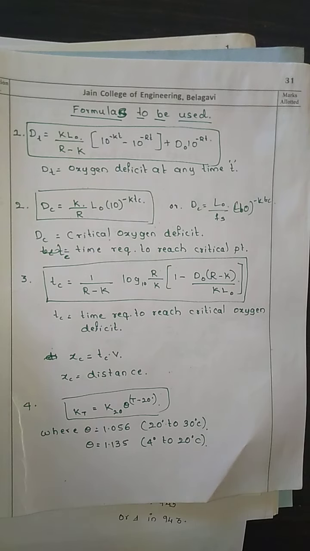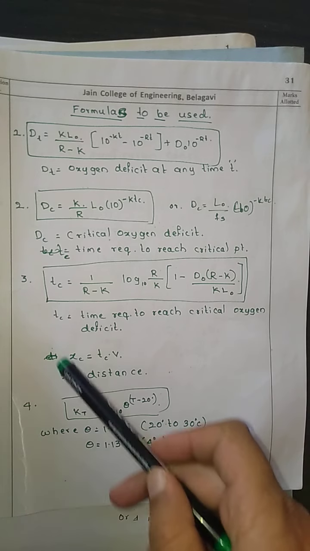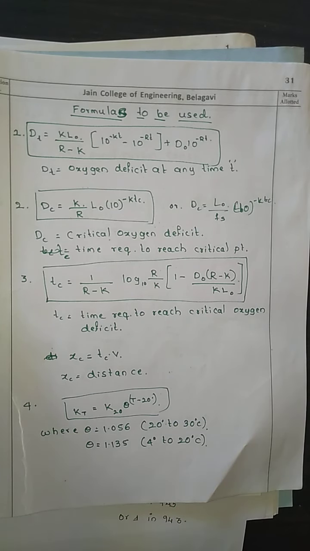the oxygen deficit at a given period of time, then the critical oxygen deficit, then the time required to reach the critical oxygen deficit. Then the distance required, or when the critical oxygen deficit is achieved at that particular point, what is the distance that we are going to find out. In today's class, we are first going to discuss the different formulas that we will use to solve the problems, and then we will solve 2 to 3 problems on all these findings.